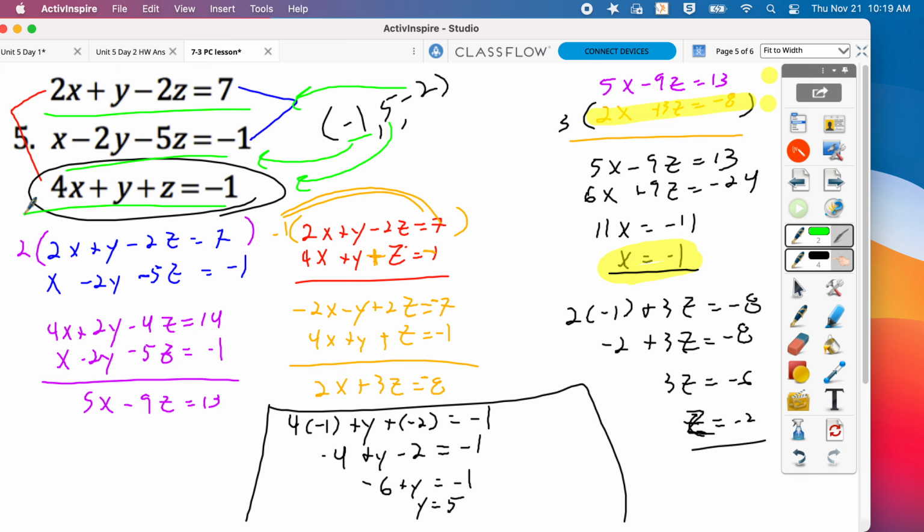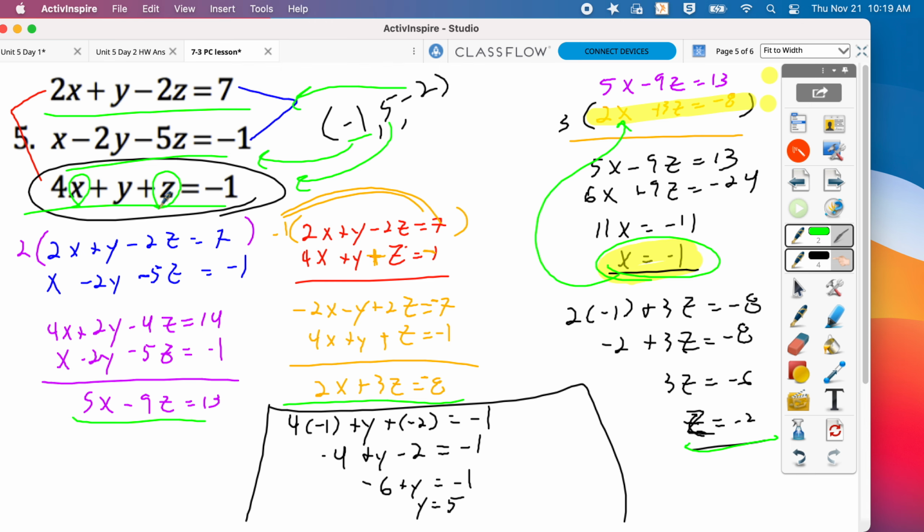All right, so from the top, I chose to get rid of the y, so I picked the top two in blue and pink, then the top and the bottom in red and in orange, and I eliminated. Once I got these two equations, I eliminated again and found x to be -1. Then I substituted -1 into x and found z. Then I substituted both of those to find y, just like the first two problems.